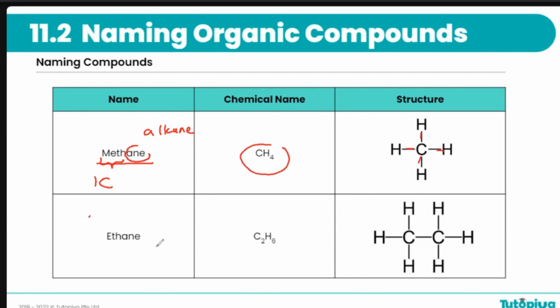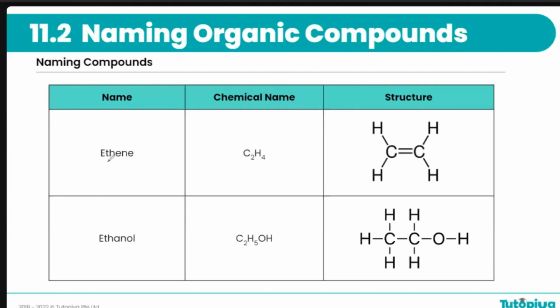And then we have ethane. Ethane, the prefix is eth and the suffix is -ane, which means this is an alkane with 2 carbons. So you draw 2 carbons, connect them together with a single bond, and for the rest of the bonds in carbon, we attach hydrogens. So this is the molecular structure for ethane.